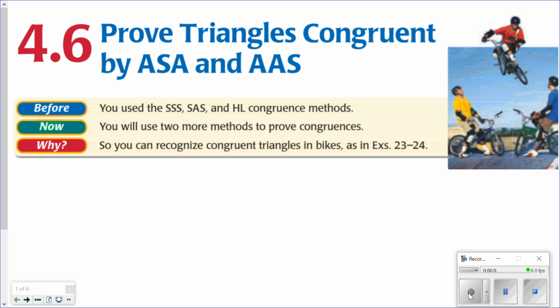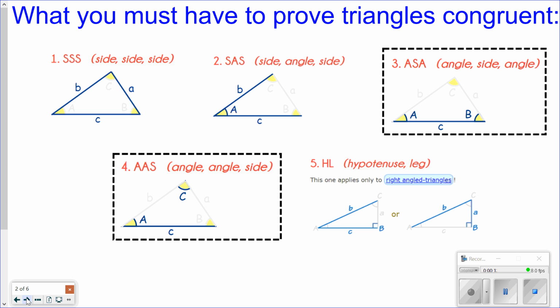Hi everyone, today we are going to start 4.6, which is prove triangles congruent by angle, side, angle, and angle, angle, side. All right, so once again, here's a big review of what we need to know to be able to prove that triangles are congruent. So the last two that we're going to talk about today are angle, side, angle, and angle, angle, side.